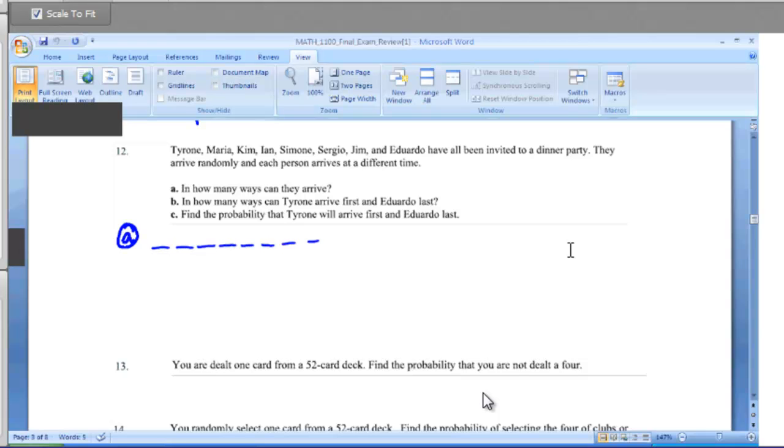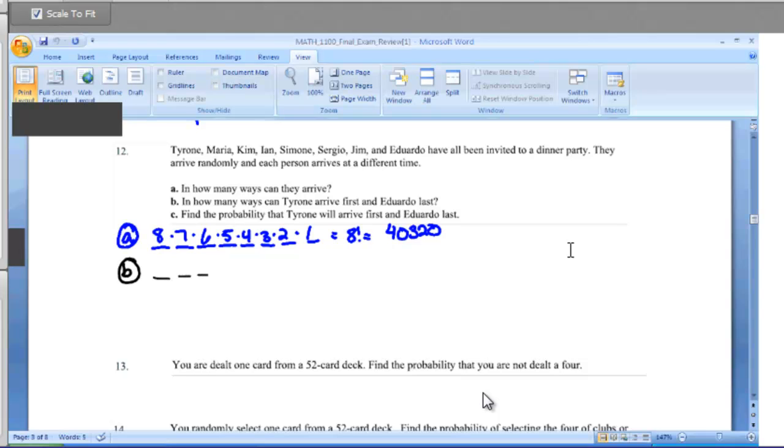The first person that arrives, there's 8 options. The next person that arrives, there's 7 options, and 6, and 5, and so on and so forth. So really it's just the same as 8 factorial, which is 4,320 ways they can arrive. For B, how many ways can Tyrone arrive first and Eduardo last?